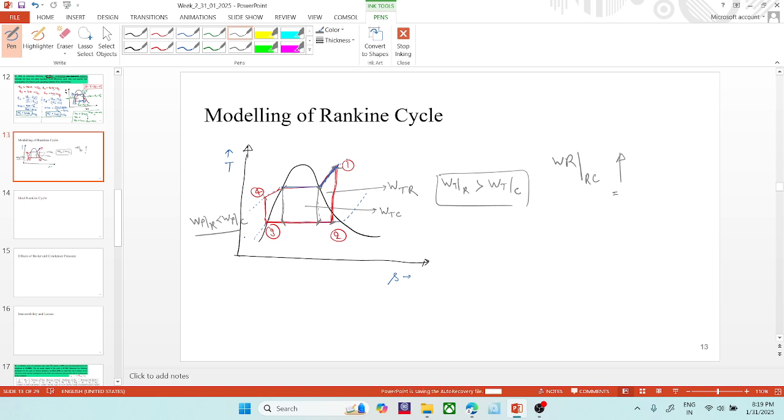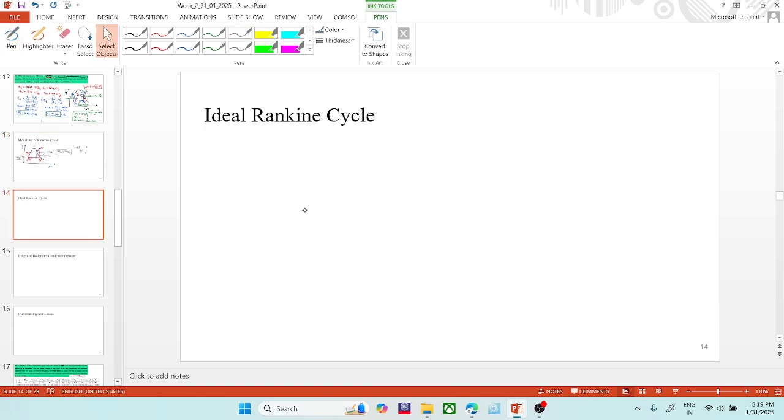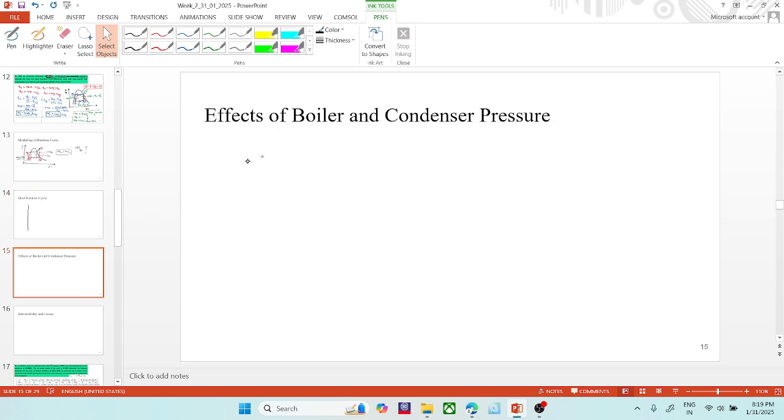Then next thing we have seen is the effect of the boiler pressure and the condenser pressure on the vapor power cycle. So next, let me quickly do this. We are actually running out of time. The effect of the boiler and condenser pressure. So this concept we will learn here. Sorry about my drawing.